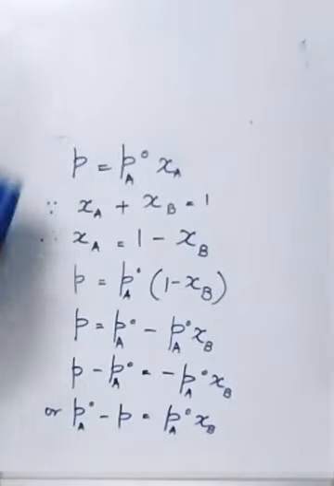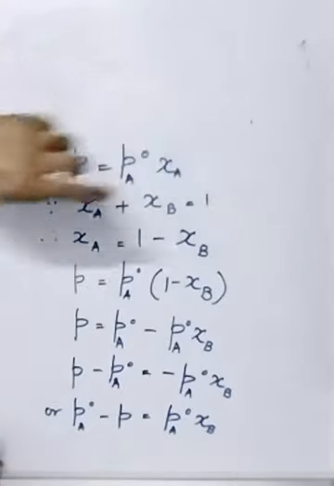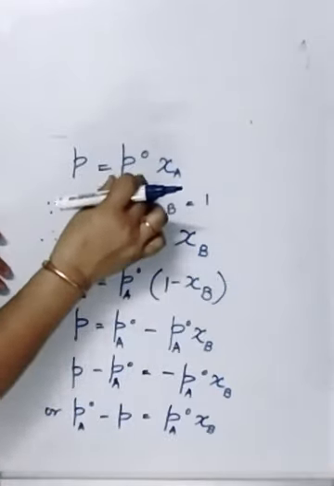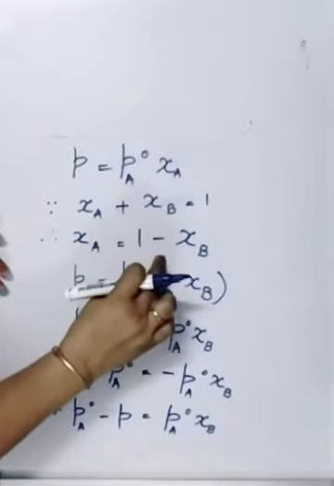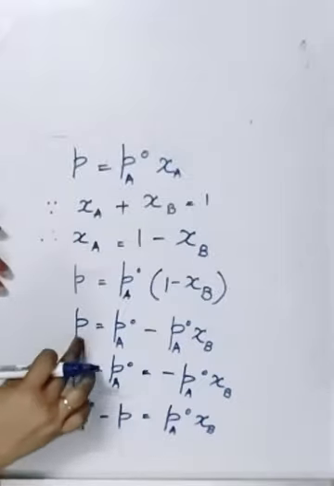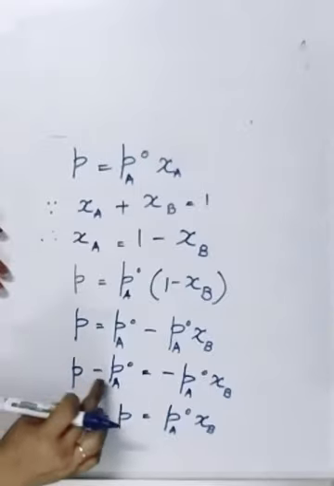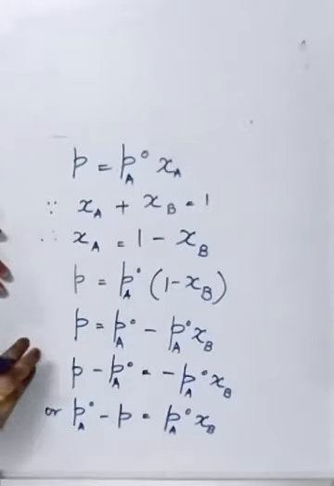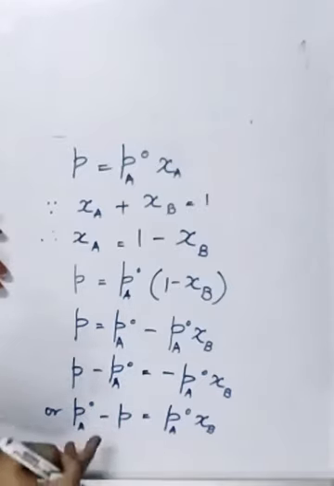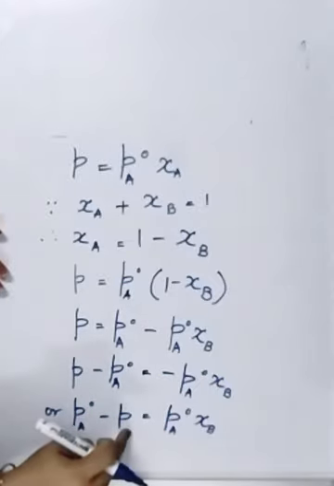Let us see once again. P equals PA naught XA. XA plus XB will be equal to 1. XA is equal to 1 minus XB. Putting this value in this expression, instead of XA we will write 1 minus XB. P equals PA naught (1 minus XB). Now solving, P equals PA naught minus PA naught XB. Further bringing this term to the LHS of the equation, this sign will become minus. Now altering the sign, minus to plus, we will see PA naught minus P.